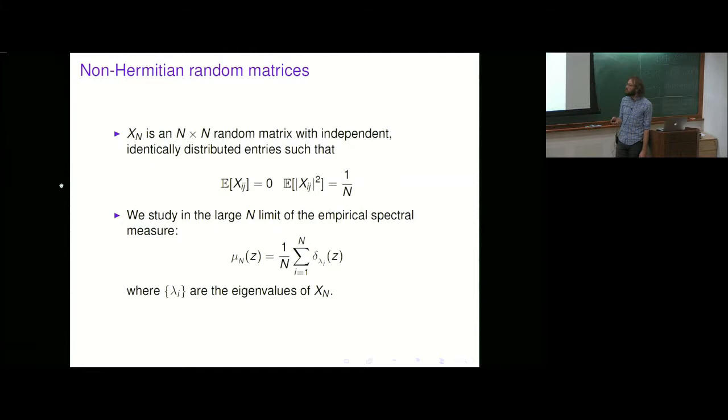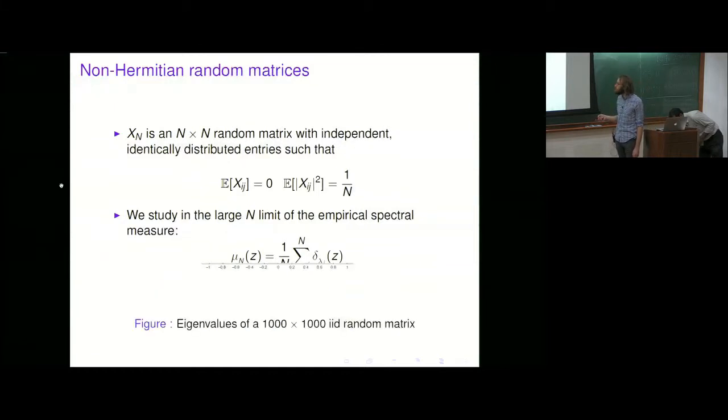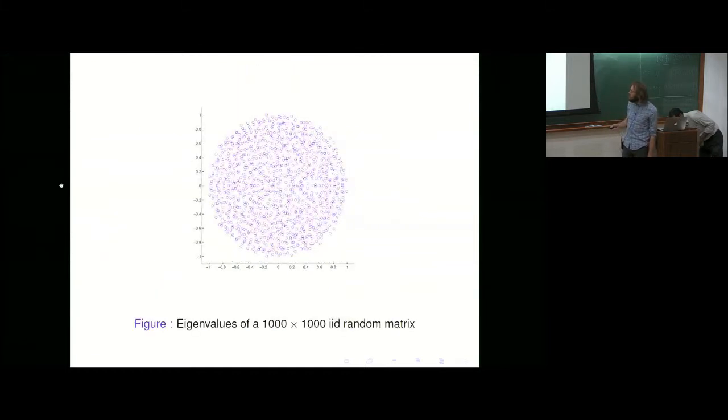In order to study this, we define the empirical spectral measure, by placing a delta mass at each of the eigenvalues with weight 1 over n. So here's a picture of what you get when you do that. I took a 1,000 by 1,000 matrix, made all the entries random, 0 mean, and variance 1 over n. And you can see they're basically uniformly distributed on a disk, and if you look real closely, the radius of the disk is 1.